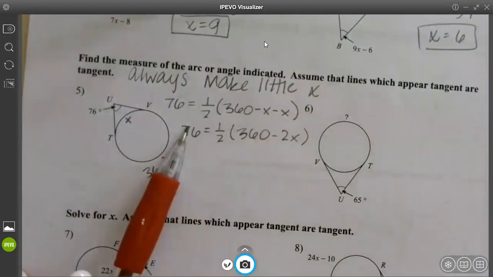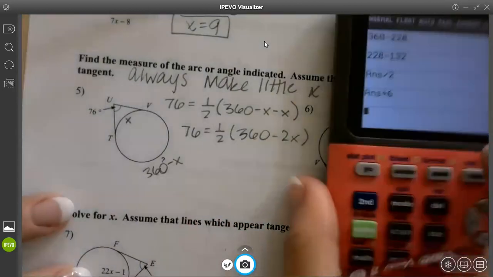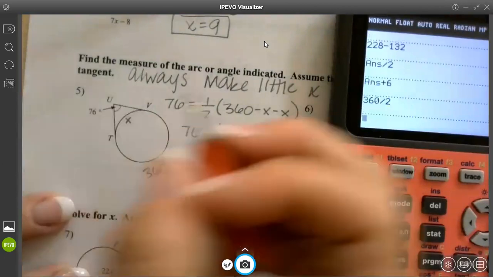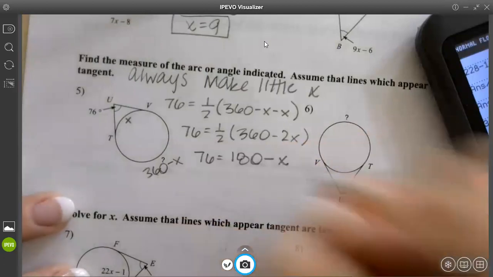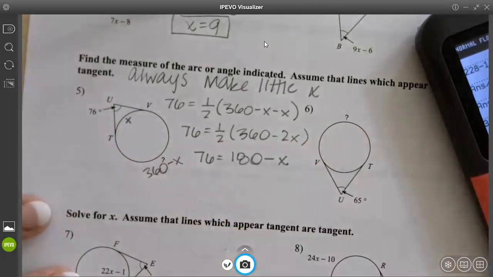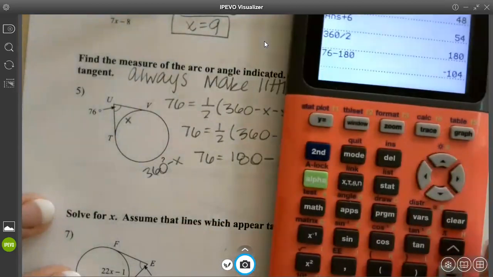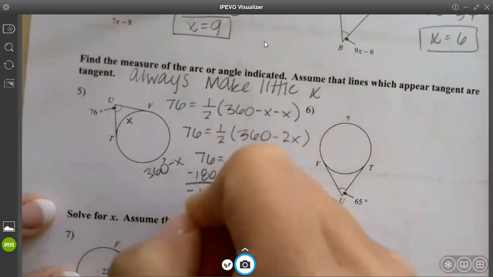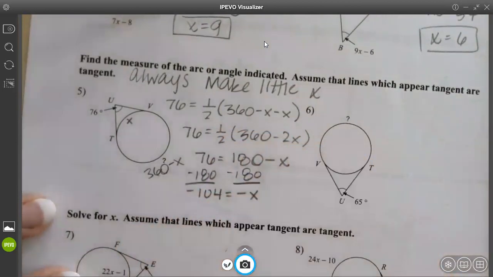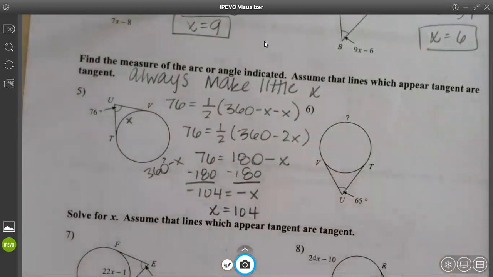There are a couple different ways you can do this. You can multiply these by 2, or every single time divide these by 2. These are easy numbers to divide by 2. We're not going to have any decimals. So you can use your calculator. 360 divided by 2 is 180. And then 2x divided by 2 is x. We're going to subtract 180, and we get negative 104 equals negative x. And then I just change the sign. You can divide by negative 1, but you're essentially just changing the sign.